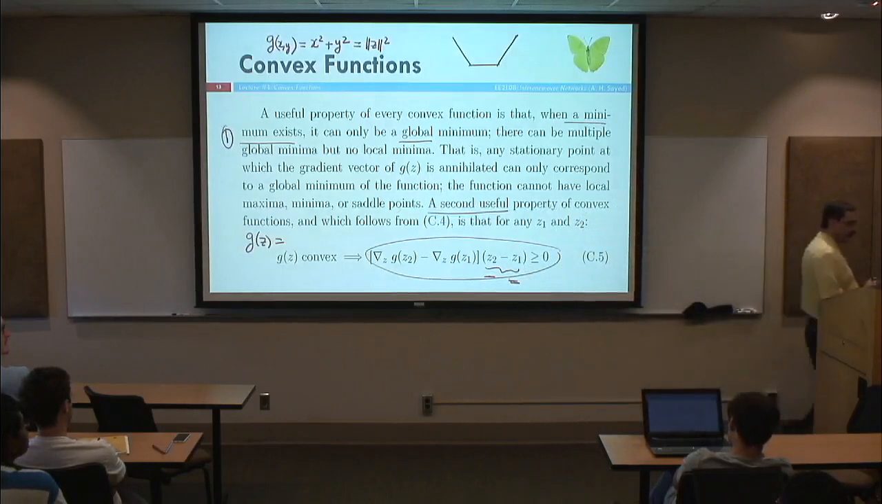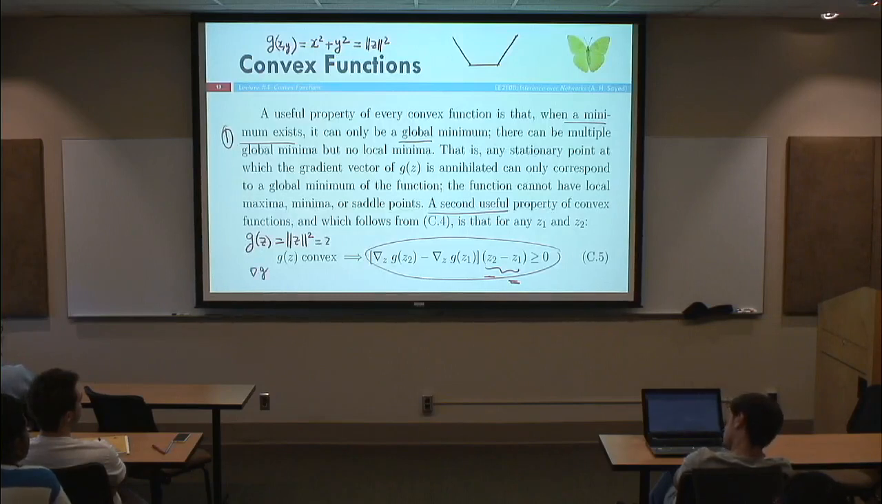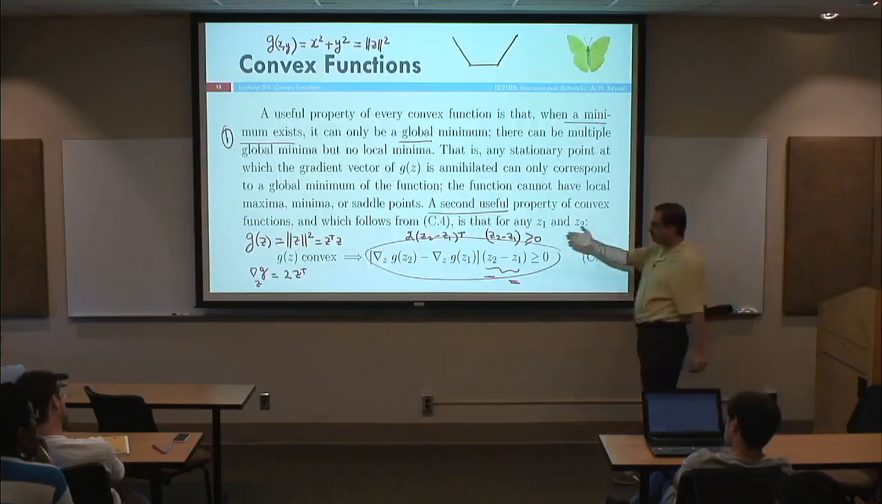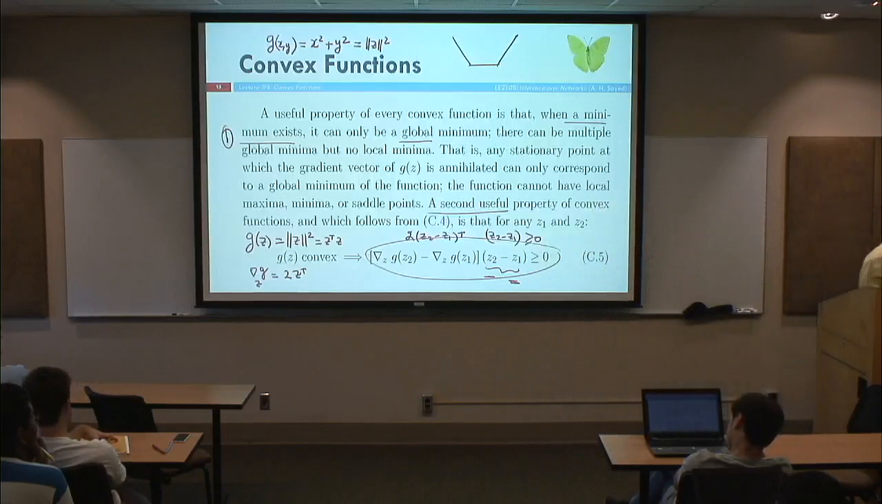Okay, so in the z domain, g of z, in the example you are giving me, is the norm of z squared. So what is the gradient of g? This is z transpose z. So let's differentiate relative to z, what do you get? 2 z transpose, right? So you will see that if you pick any 2 points, this difference will be z2 minus z1, and this difference here will be 2 times z2 minus z1 transpose. So the inner product will always be non-negative, okay? Right? So for this quadratic function, this holds. Remember, these are vectors, okay? The x, y. Very good. So let's continue.